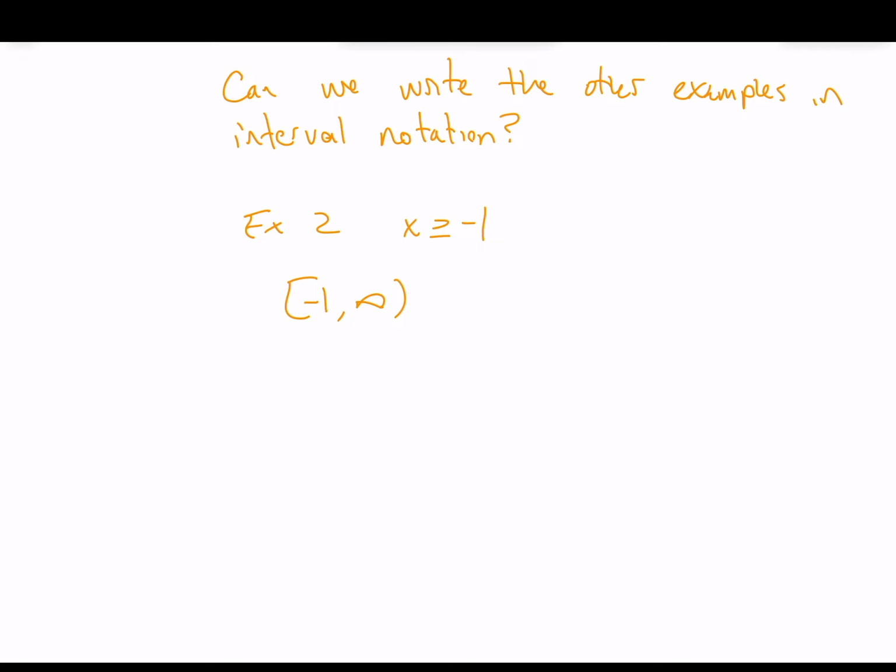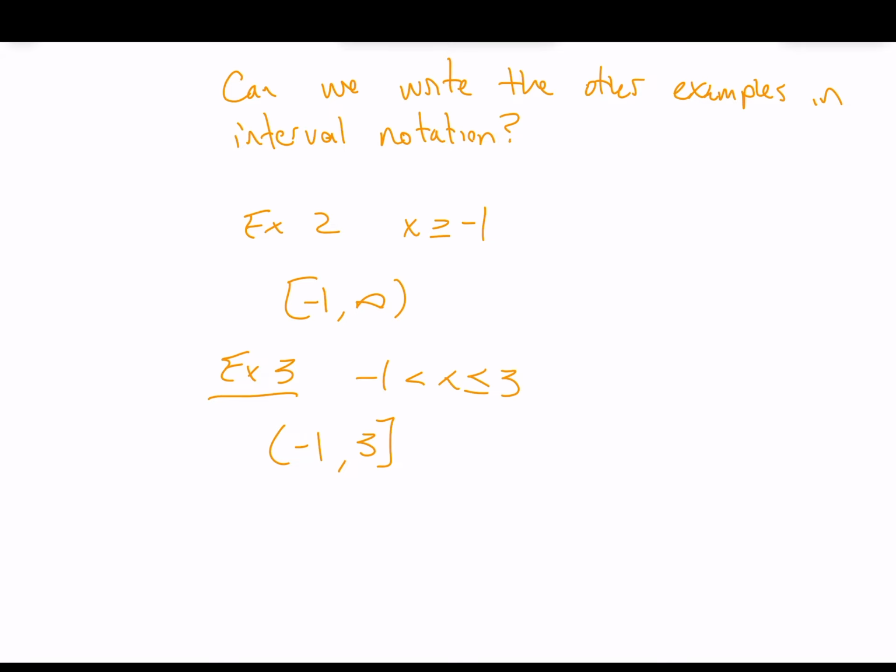Here's another point of note. Anytime we use an infinity symbol, either negative or positive, we always use a parenthesis and not a bracket. Okay, for example 3, we had negative 1 less than x less than or equal to 3. And negative 1, the left endpoint, was not included, so we use a parenthesis. And we use a 3 with a bracket because the right endpoint was included.